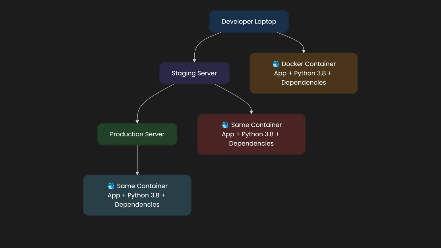Docker solves environment inconsistencies by using containers. A Docker container packages your app with everything it needs, the code, runtime, libraries, and dependencies, so it runs the same way on every machine. From your laptop to production, it's consistent and reliable.